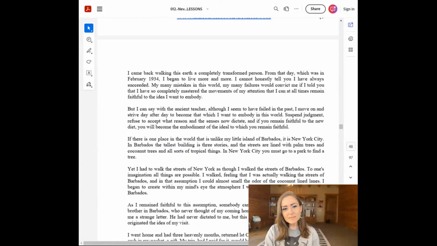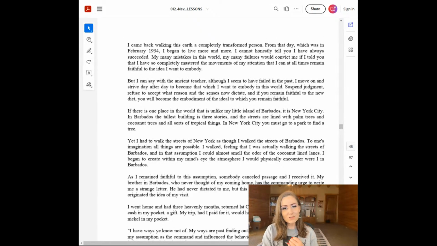If there is one place in the world that is unlike my little island of Barbados, it is New York City. In Barbados, the tallest building is 3 stories, and the streets are lined with palm trees and coconut trees and all sorts of tropical things. In New York City, you must go to a park to find a tree. Yet I had to walk the streets of New York as though I walked the streets of Barbados.